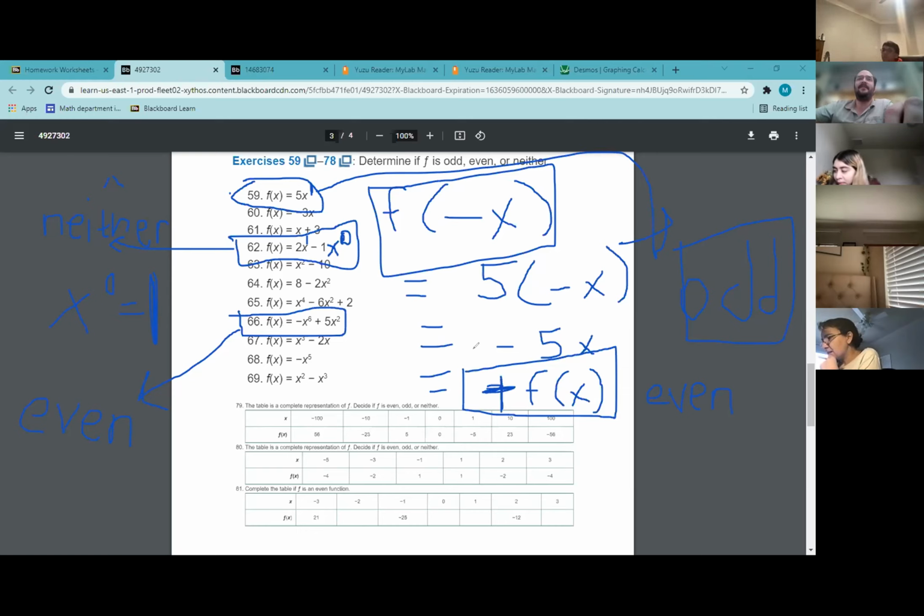What happens when you have an even number of negatives? Like negative times a negative, it becomes what? Positive, right? So that's kind of what's happening in here.